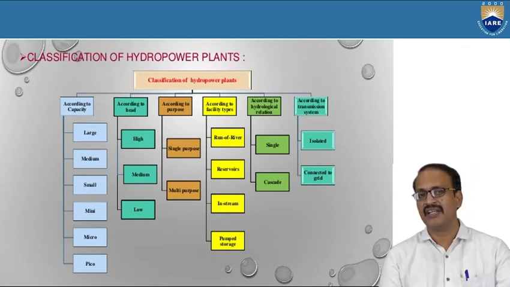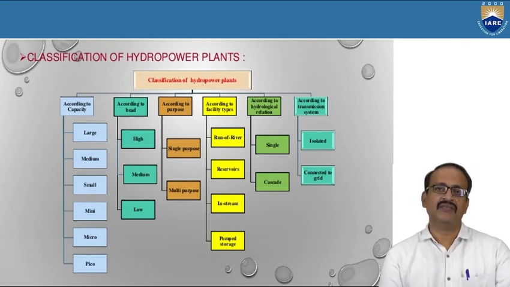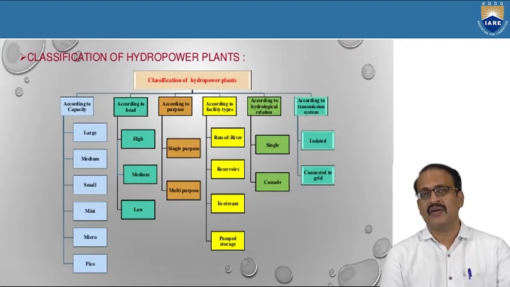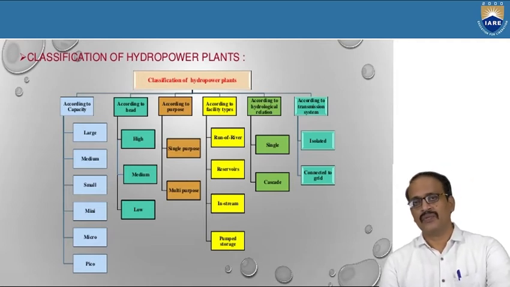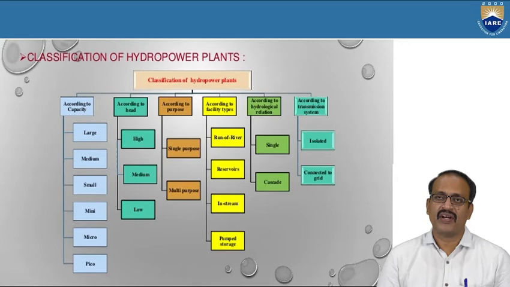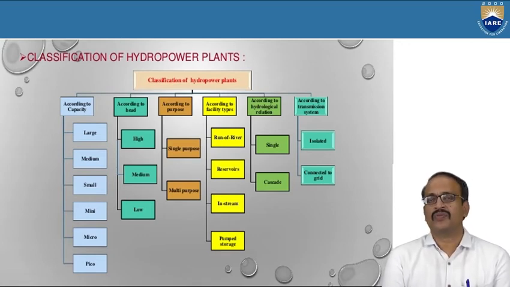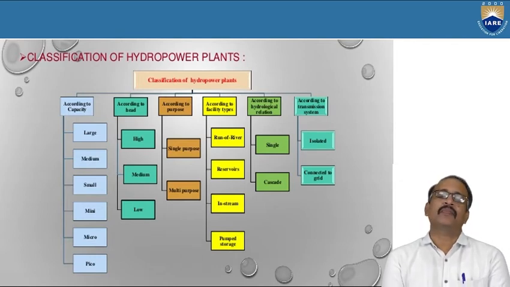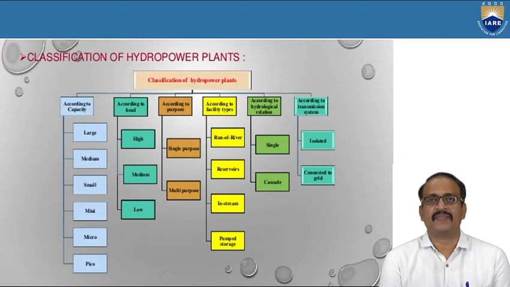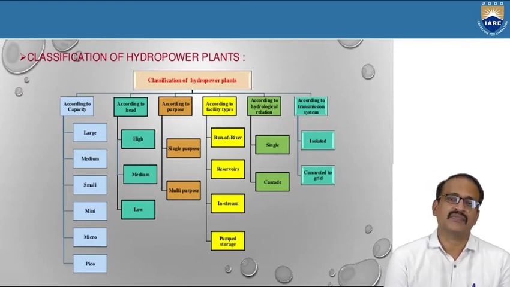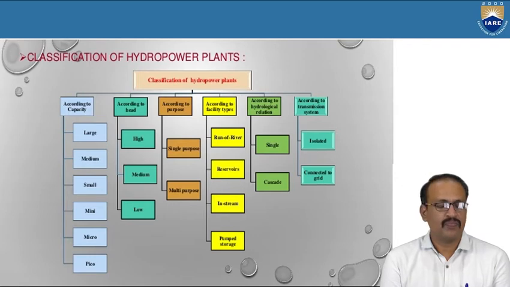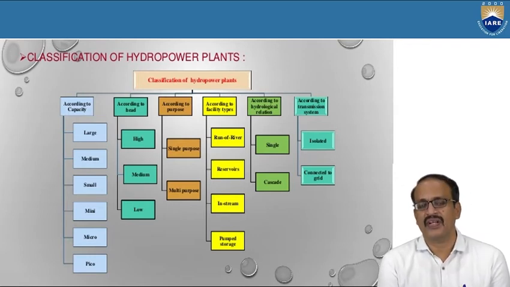Ours is a country which still depends on agriculture for the livelihood of up to 70% of its population. So in this type of country, we have to give preference to agriculture. We have to balance the preference between agriculture and power generation along with tourism. So it is best to go for multi-purpose dams.